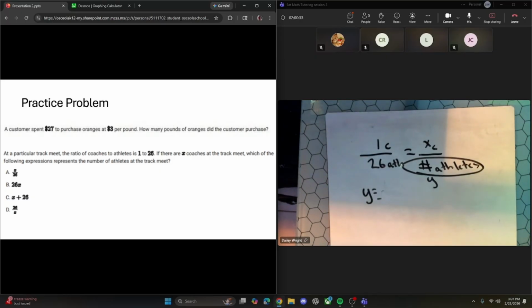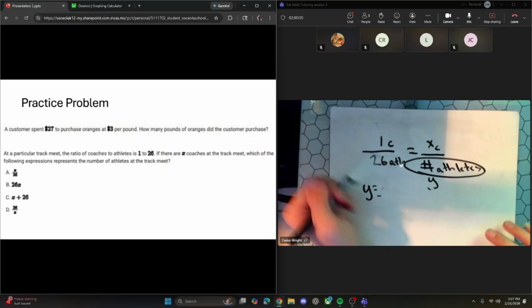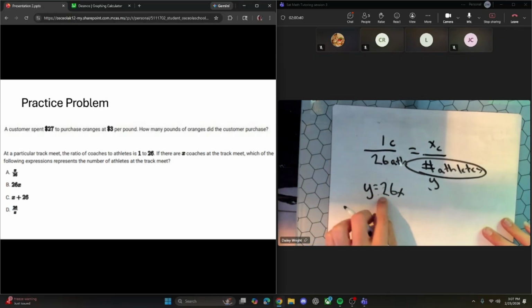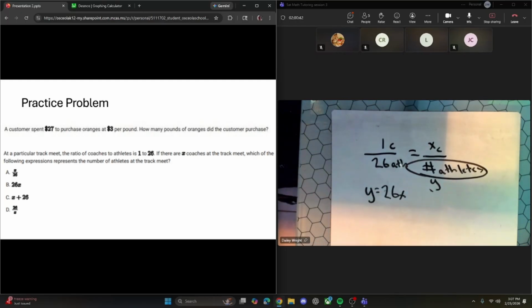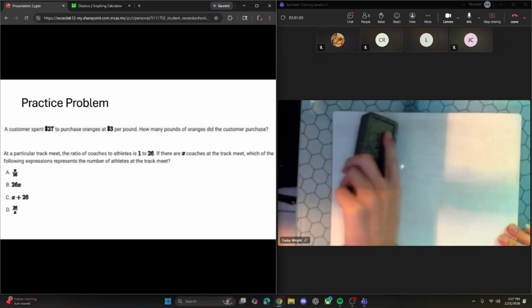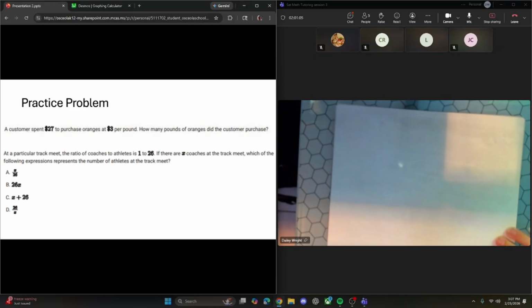So you would cross multiply. y times 1 is y. x times 26 is 26x. So y equals 26x, and your answer would be B, 26x. All these questions are about knowing the context and setting your equation in context. Ratios seem a little bit confusing at first. I was very confused with ratios at first.